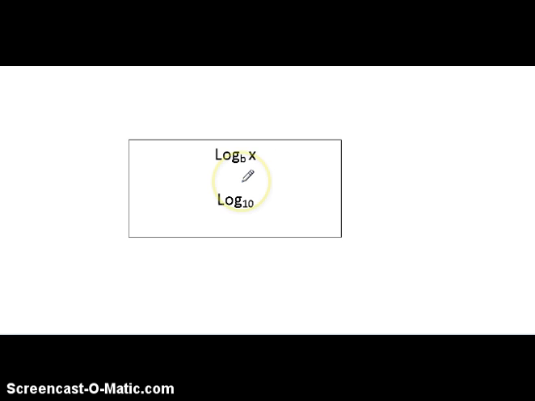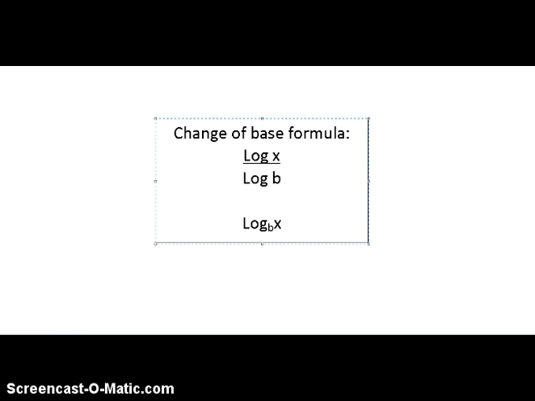Now let's learn about changing bases. A log is set up as log base b of x. The change of base formula uses the standard log base 10, which is simply written as log. Using the given log, we can estimate the value using the change of base formula. The formula is log x divided by log b.